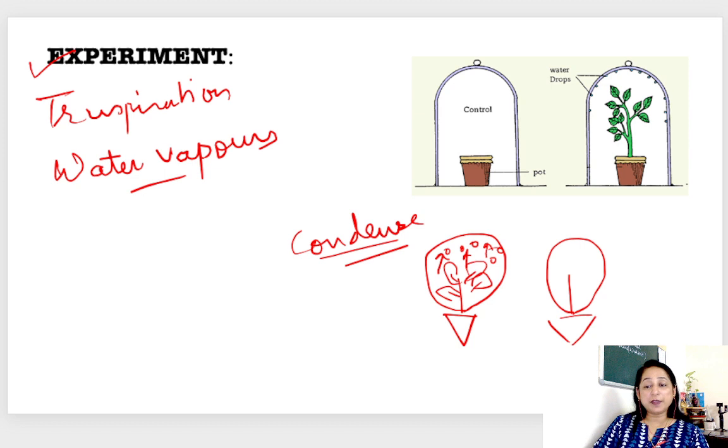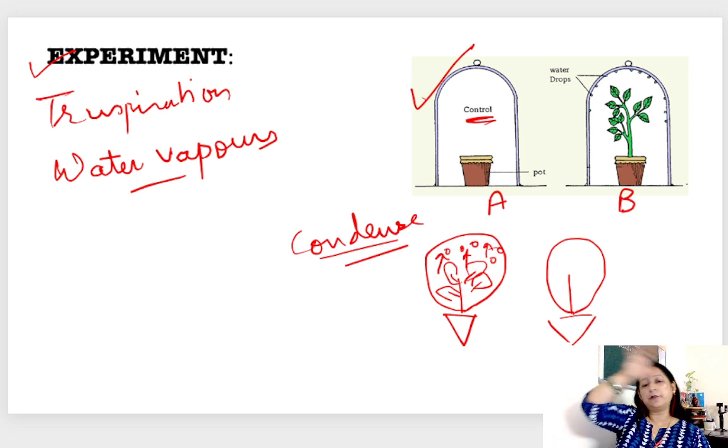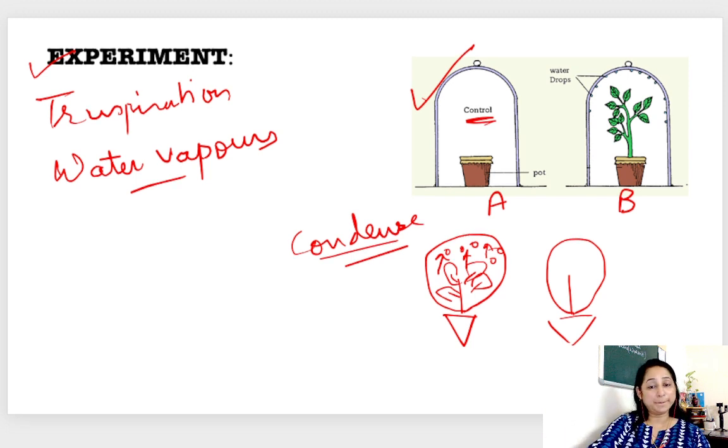Suppose this is pot A and this is pot B. Why is pot A taken? Just as a control, to show that if the leaves are not present, there is no transpiration taking place. If the plant is not present, there is no transpiration. The water droplets form only when the plant is there and transpiring.